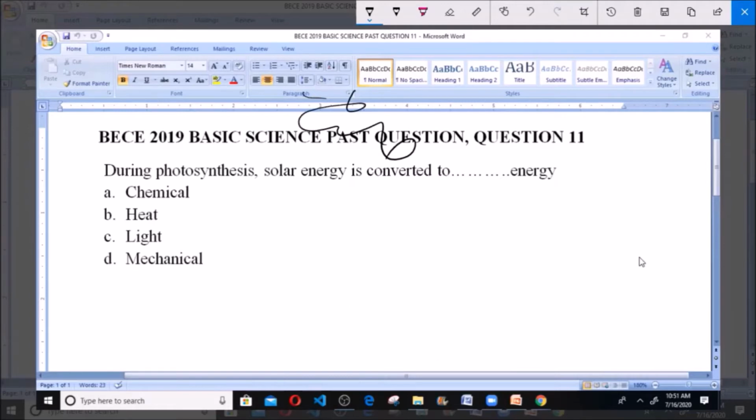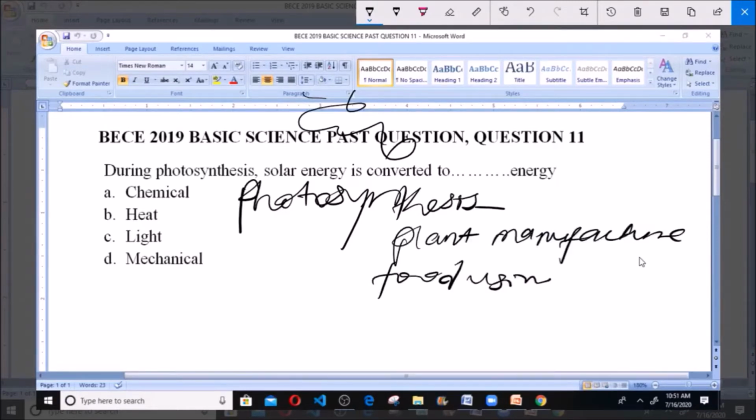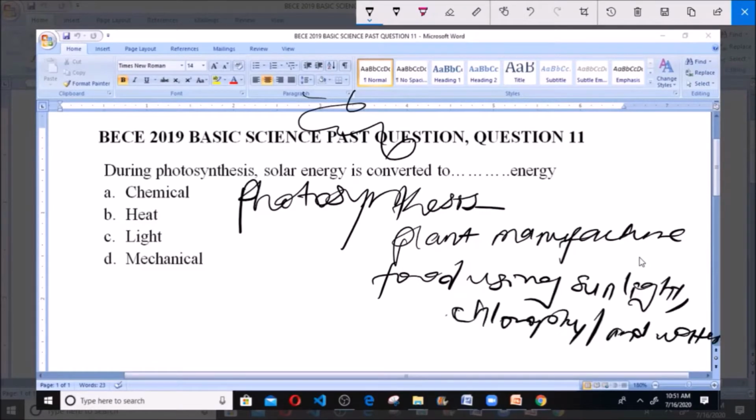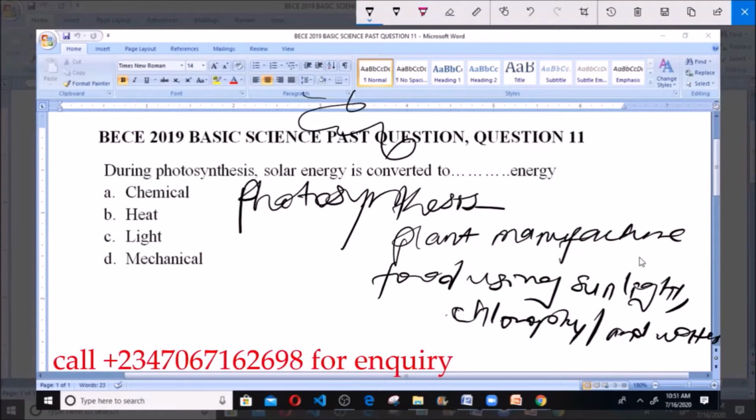Photosynthesis simply means the process by which plants manufacture food using sunlight, chlorophyll, and water. So now you see, photosynthesis is the process by which plants manufacture their food using sunlight, chlorophyll, and water. Now, they use sunlight, which is the solar energy, but they are converting this sunlight to what?